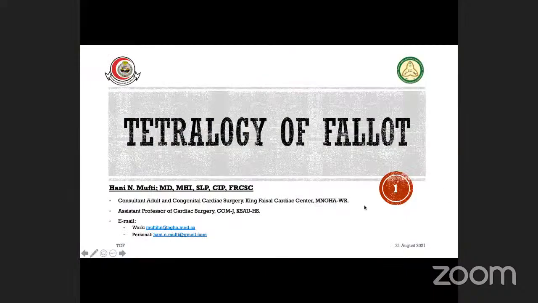ايش الجمال هذا دكتور هاني، الله يخليهم ويحفظهم. الله يخليكم، شكرا.